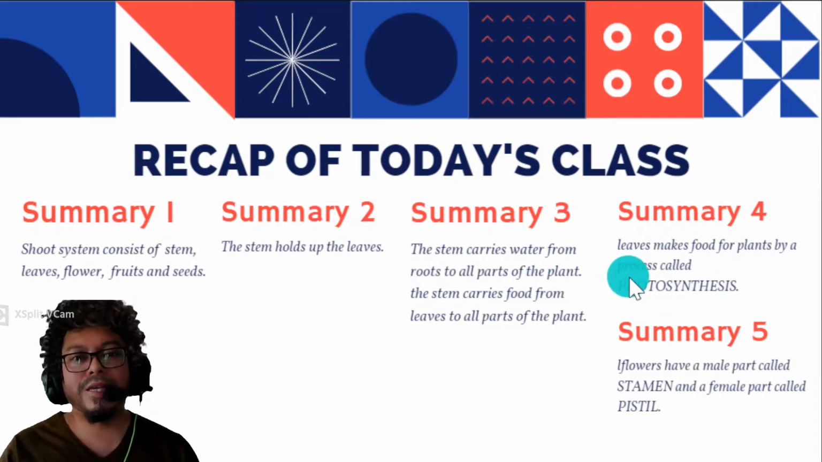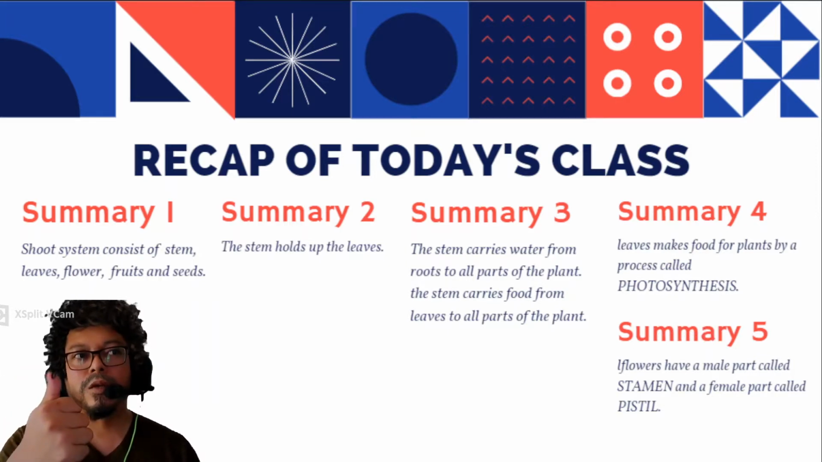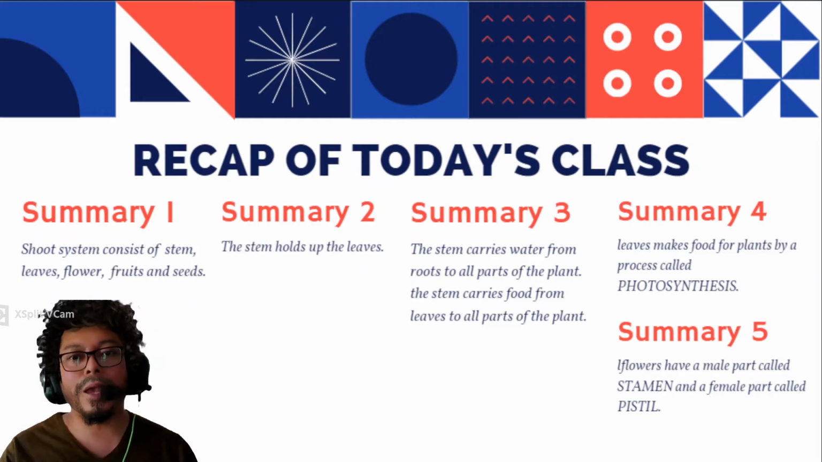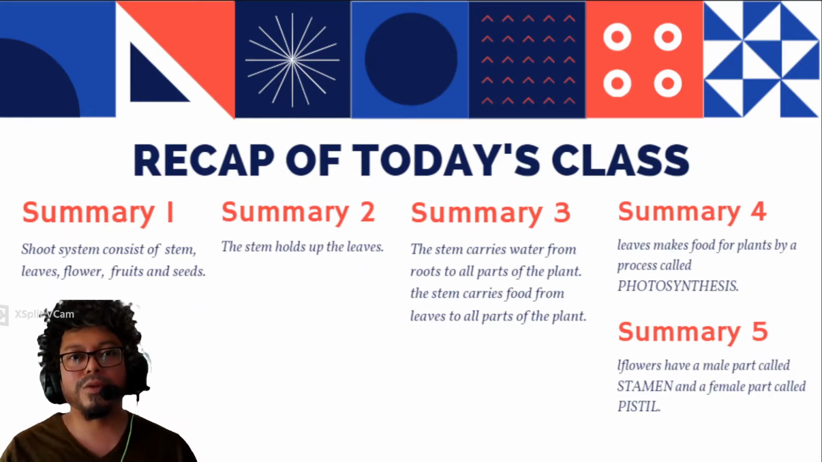And number 4, leaves make food for plants by a process called photosynthesis. Photosynthesis means water plus carbon dioxide from the air and light energy. It is processed in the leaves through a process called photosynthesis, and it will make food and oxygen, produce food for the plants and produce oxygen to the air, release oxygen.